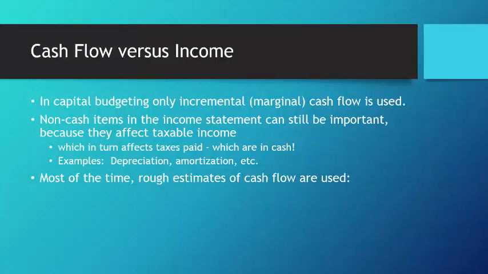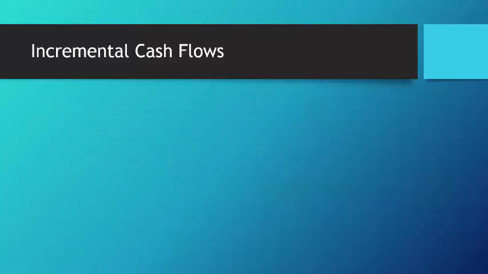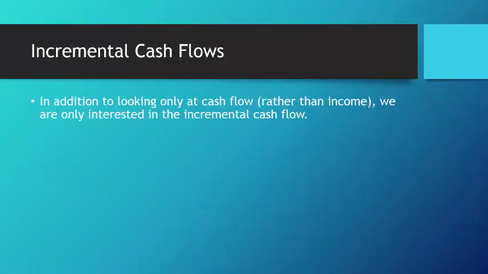Now, for the most part, what we're going to be using is an estimate of cash flow. And the way we're going to account for the tax effect is we're going to be looking at net income first. And net income comes after we take out depreciation and amortization. And then those things which are non-cash items, we're going to add them back to end up with net cash flow after tax. So when we talk about incremental cash flows, we're talking about cash flows only.